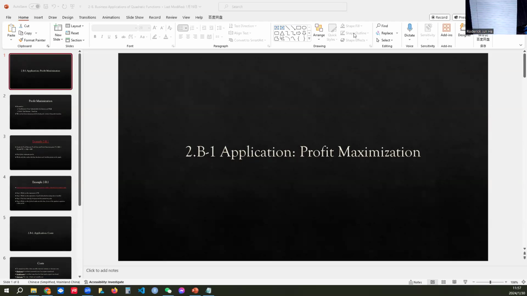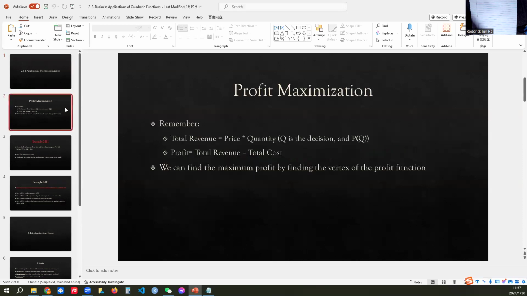In this section, we're going to be talking about the application of quadratic function to a business problem, which is to solve for the quantity to maximize the profit. For-profit firms, their priority in business is to make more money, right? So that's why we seek to maximize the profit.